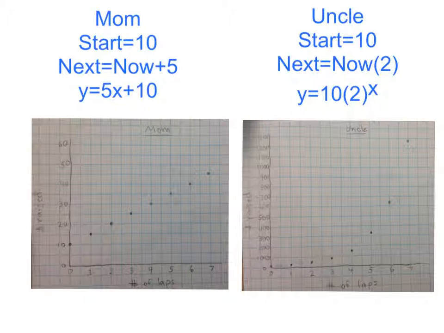The mom's equation is a linear growth equation, and the next equals now question is the start equals 10, and next equals now plus 5 because she gives Joe $5 every time he swims a lap. And the equation is y equals 5x plus 10, and below there's the graph. And the uncle's equation is start equals 10, and next equals now times 2. And the equation is y equals 10 times 2 to the x power.